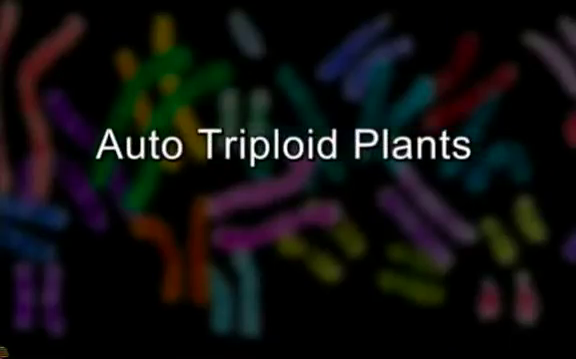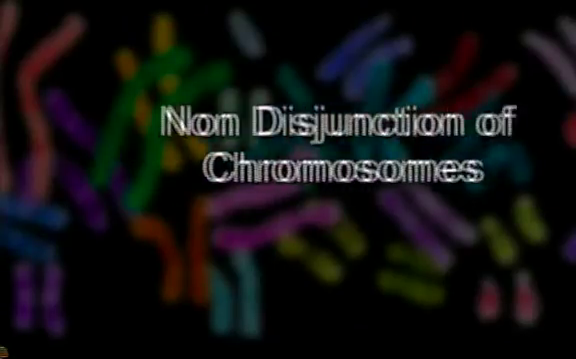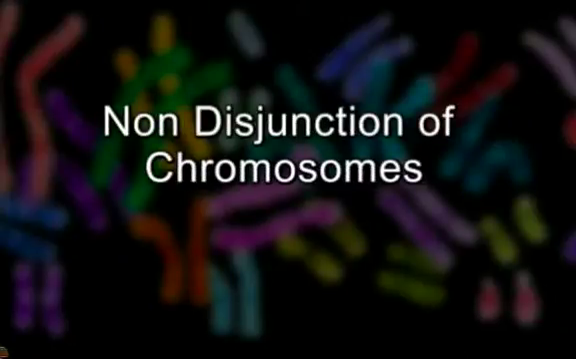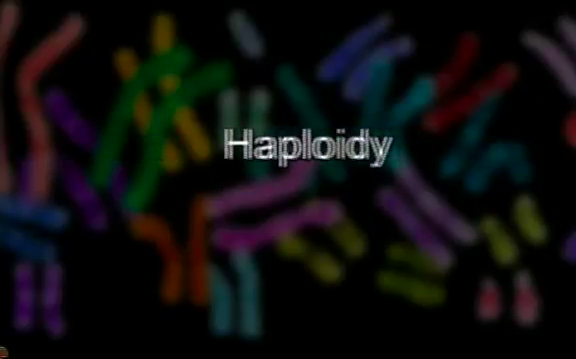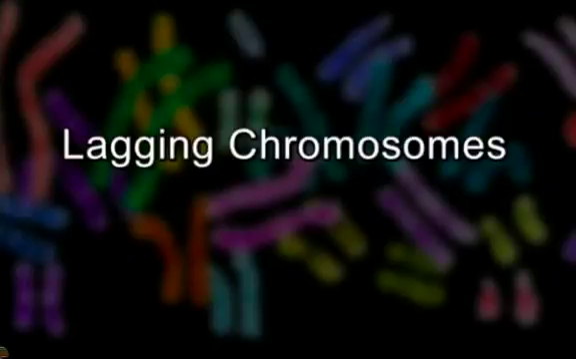Similarly, the possible origins of these different types of aneuploids are, for example, autotriploid plants, non-disjunction of chromosomes, translocation heterozygotes, haploidy, or lagging chromosomes, etc. So they can originate in different ways, or if we want to induce aneuploidy conditions, then we have to raise triploid plants or haploid plants, which will automatically produce different types of aneuploids.